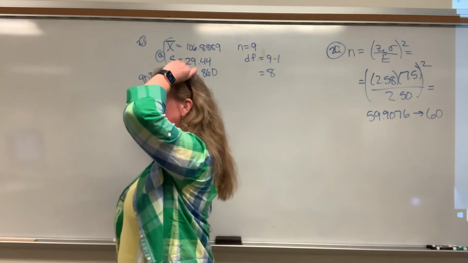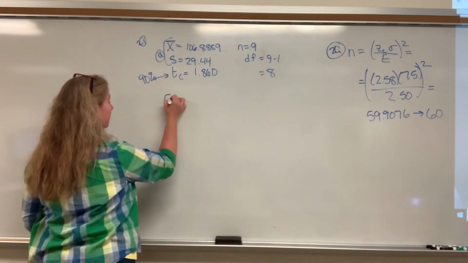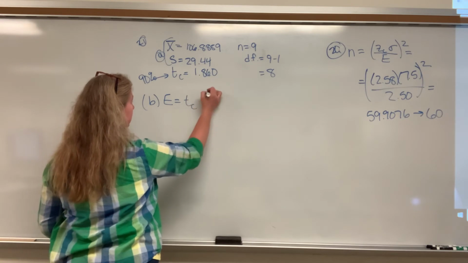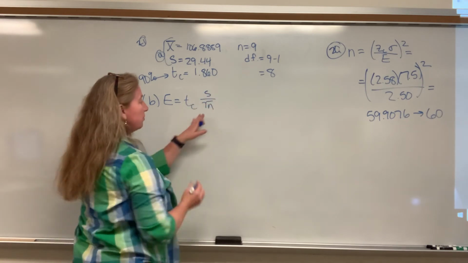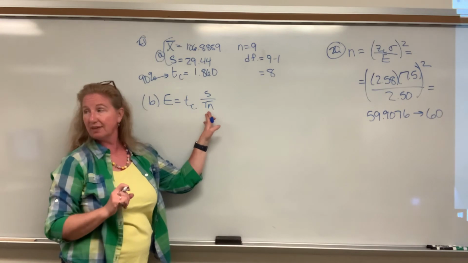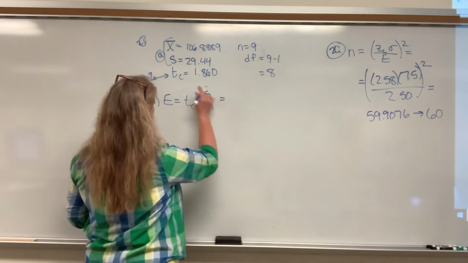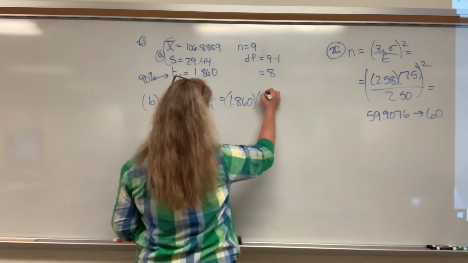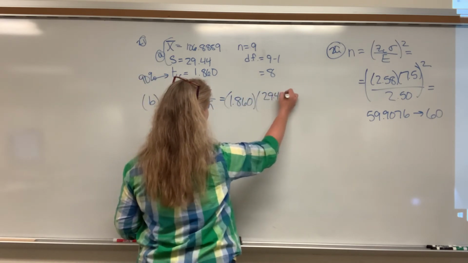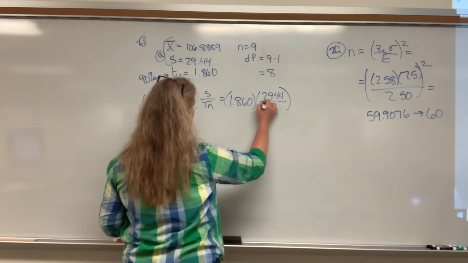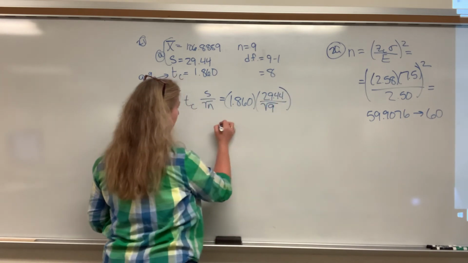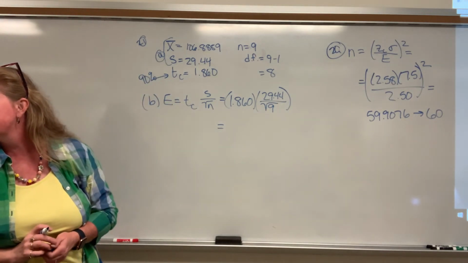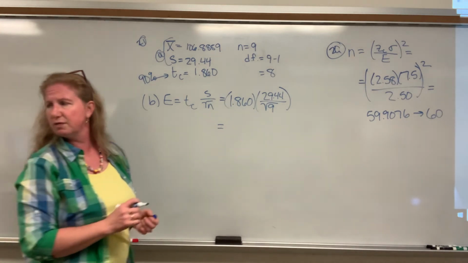Part B is actually finding the error. So the error is T sub C, S divided by the square root of N. Remember, it's N, not N minus 1. Keep track of that. It's easy to goof on that. So my T sub C is 1.860. S was 29.44. And N is 9. Try to keep the math good here. So that error calculation is 18.2528.